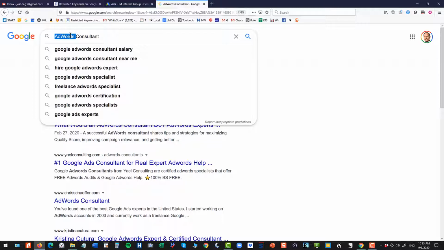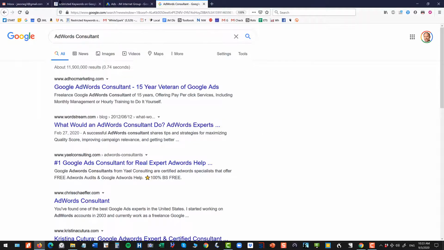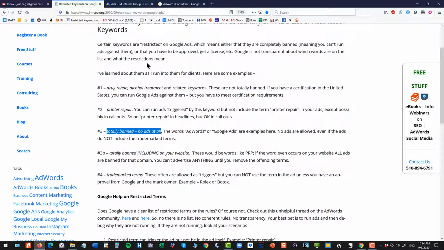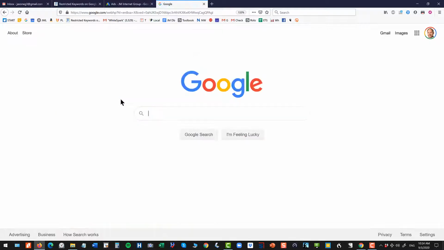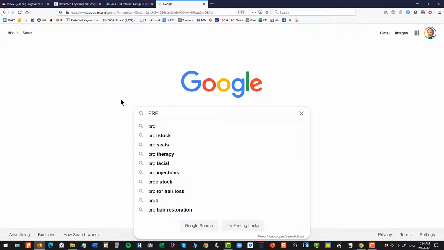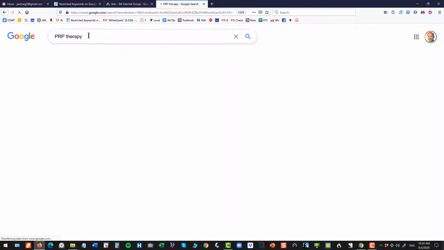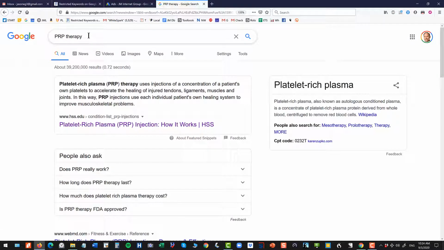The term itself cannot be used to trigger ads, and the term cannot occur in the ads themselves. Now I went through and figured out what the patterns are. This is number 3. It's a totally banned term. There are no ads allowed on the term. Another example would be PRP, which stands for platelet-rich therapy. So PRP, there are no ads allowed. If you put in PRP therapy, there are no ads for this allowed whatsoever.